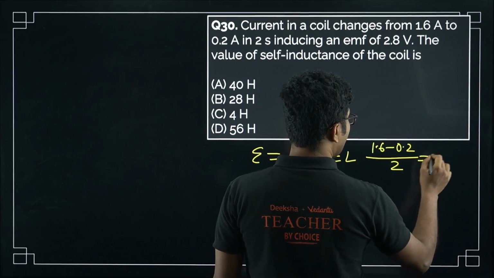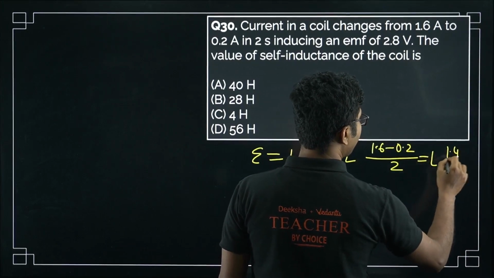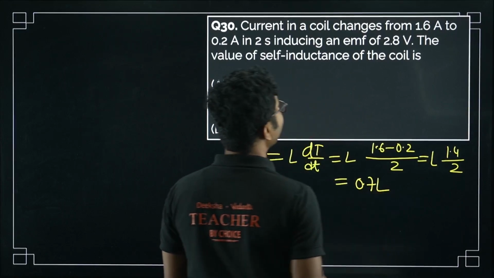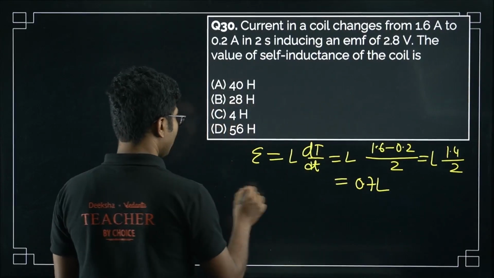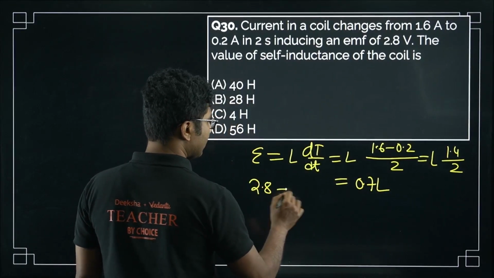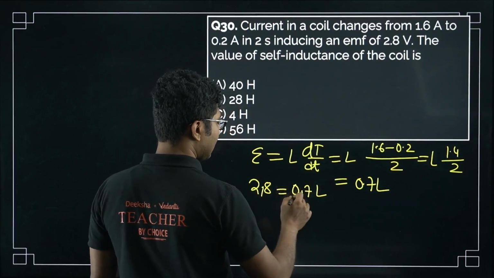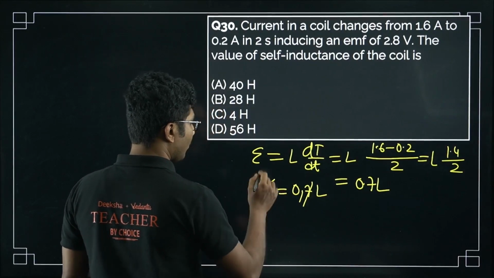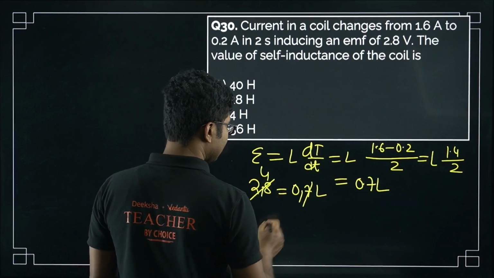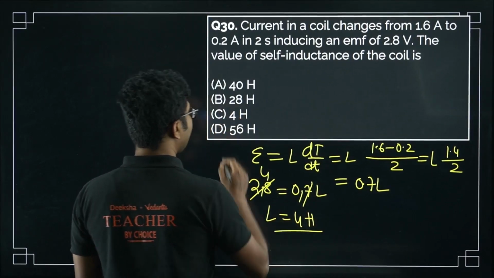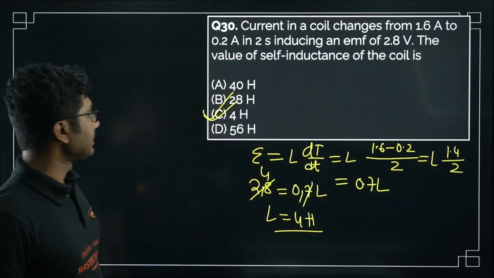So it will be L into 1.4 divided by 2, that is 0.7 into L. Now induced EMF is 2.8 volt. So 2.8 equals 0.7 L. So the point cancels, and you will get 4 7s are 28. So L equals 4 Henry. So L is 4 Henry. So the correct answer is C.